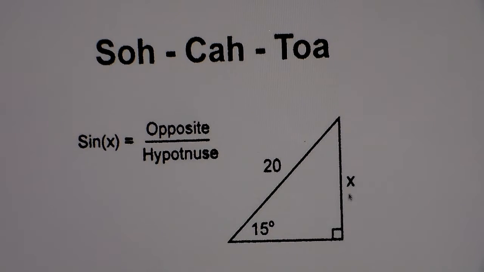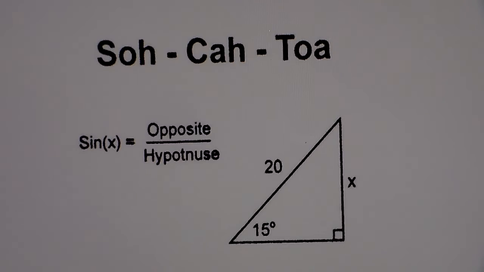So our goal is to solve for x right here, to find this length from top to bottom. To do this, we're going to use our trig function sine of x. Our reference angle here is 15. X is our opposite. 20 is our hypotenuse because it's the furthest away from the 90-degree angle. So we're going to do sine of 15 is equal to x divided by 20.